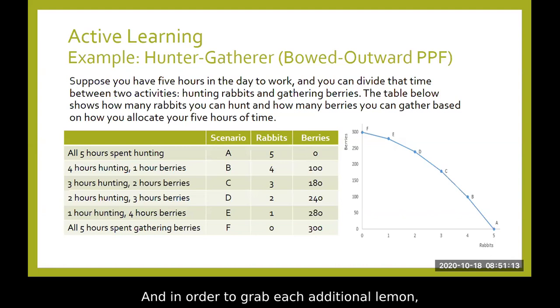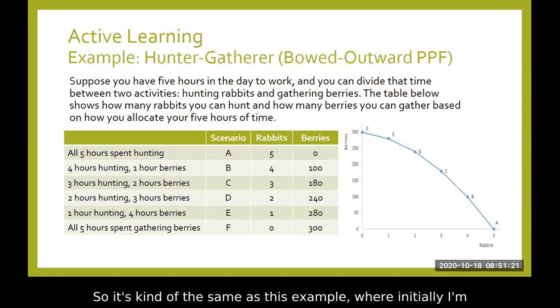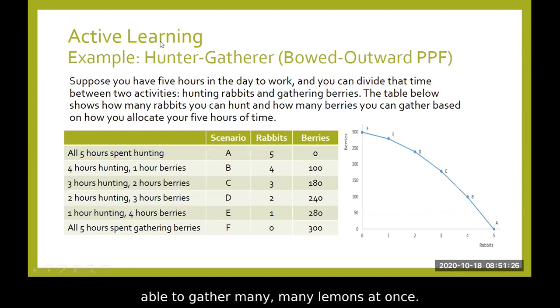And in order to grab each additional lemon, you have to position the pole properly, and it's not really the easiest thing to use. So it's kind of like the same as this example where initially I'm able to gather many, many lemons at once, and then the more time that I've spent, the lemons that are remaining are the ones that are harder to reach. And so it takes more and more time to pick each additional lemon.